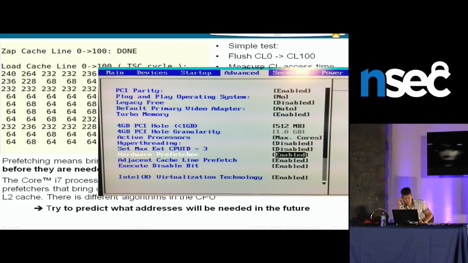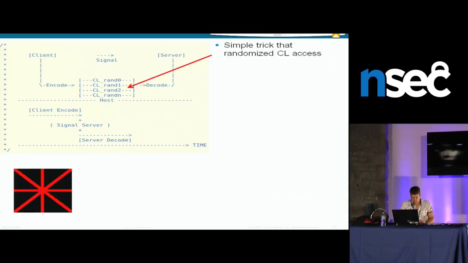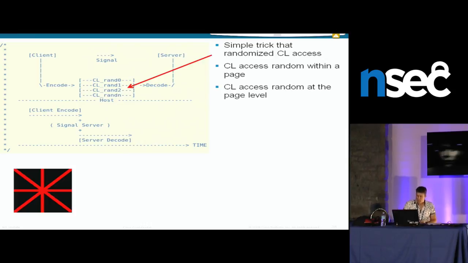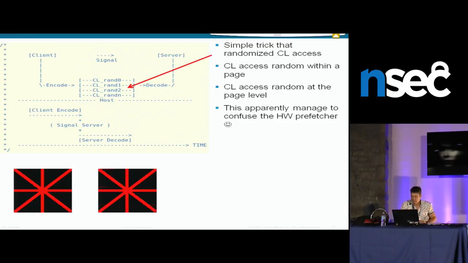So the hardware prefetcher is one of those things that you can normally disable at the BIOS level. Obviously, this is not what I'm doing here because with VMs, we don't have access to the BIOS, and that would be cheating, right? So we have to find a way to work around it. I experimented with a couple of things, and the trick that did it was essentially to randomize the cache line access. I had to do the randomization within a page, and I also had to do the randomization at page level. When I did that, it just confused the hardware prefetcher entirely, and at that time, I got a clean picture.